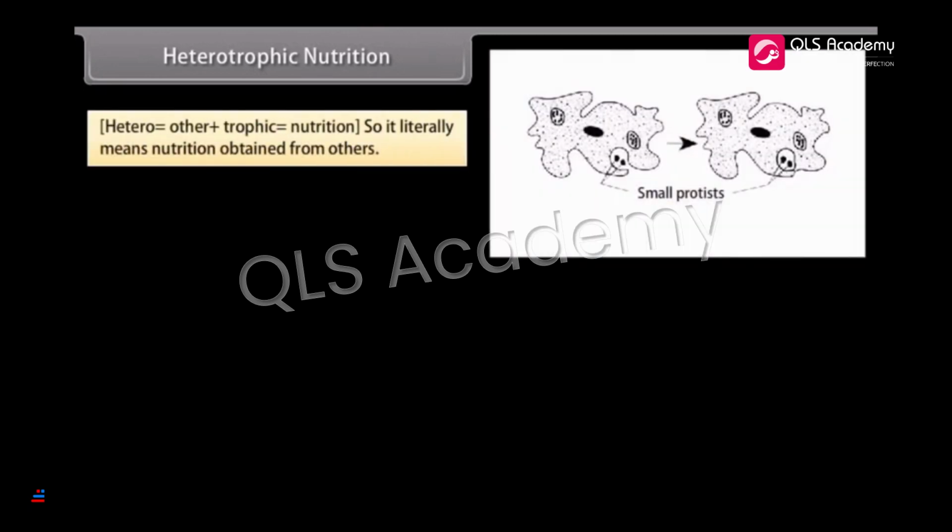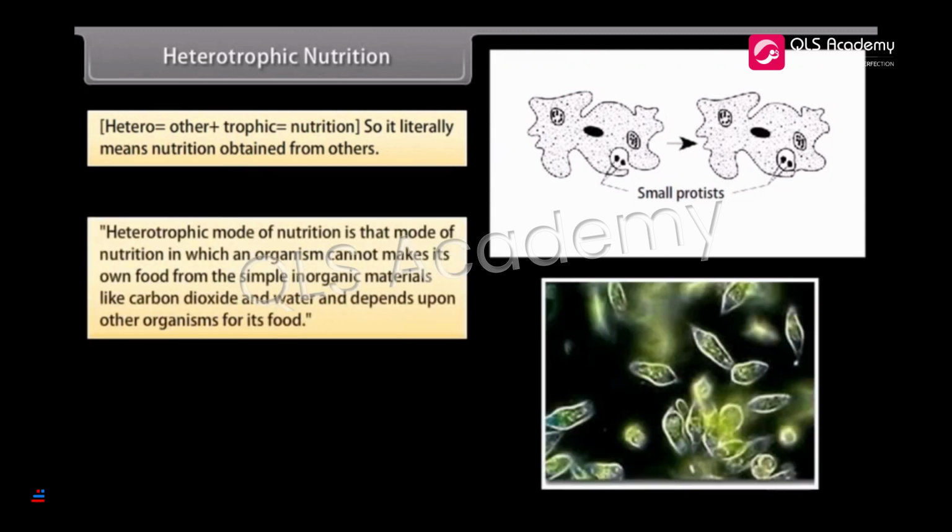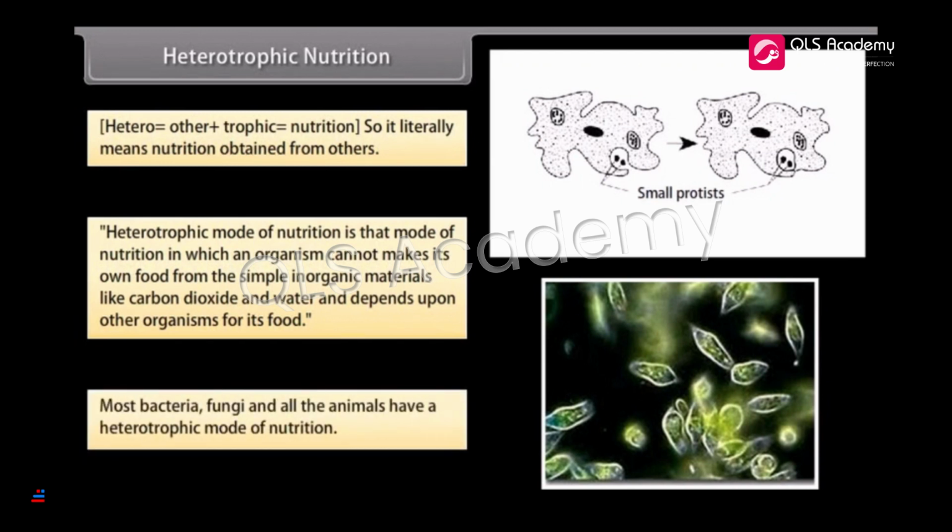Heterotrophic nutrition. Hetero means other, trophic means nutrition. So it literally means nutrition obtained from others. The heterotrophic mode of nutrition is that mode in which an organism cannot make its own food from simple inorganic materials like carbon dioxide and water and depends upon other organisms for its food. Most bacteria, fungi, and all the animals have a heterotrophic mode of nutrition.